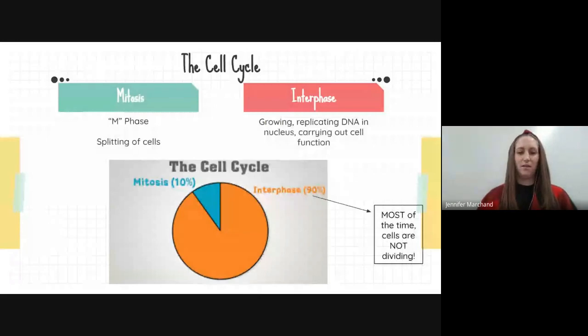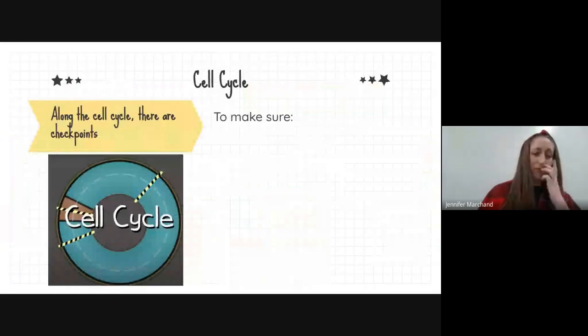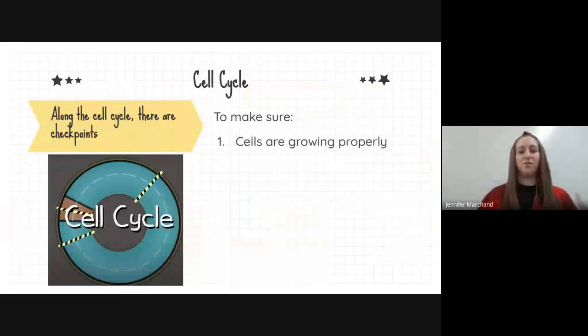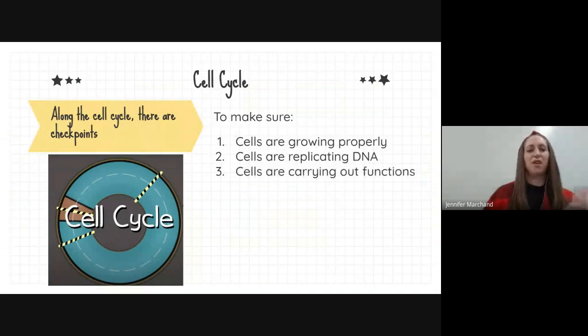Most of the time, cells are not dividing. So let's talk about the cell cycle. There are checkpoints along the cell cycle to make sure that everything's in order. 1, to make sure that cells are growing properly. 2, to make sure that they replicate their DNA properly. And 3, to make sure the cell is carrying out its function, or doing what it's assigned to do.